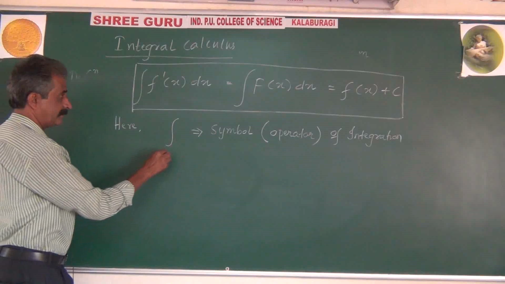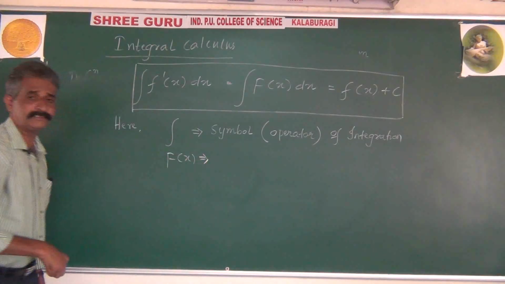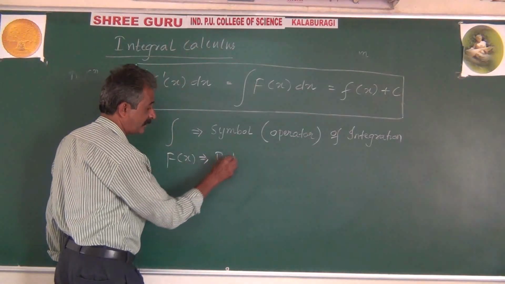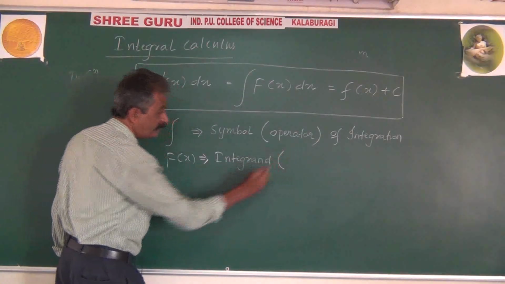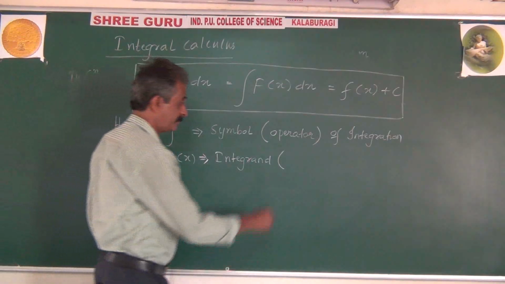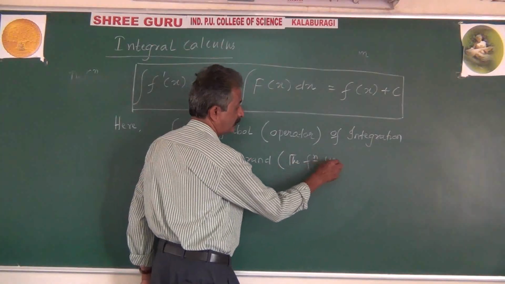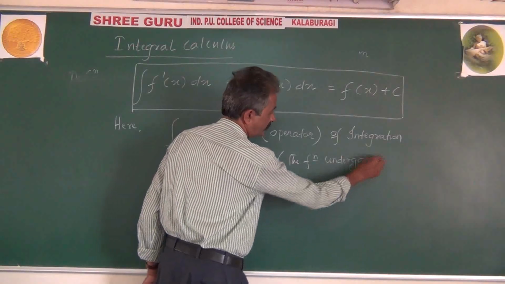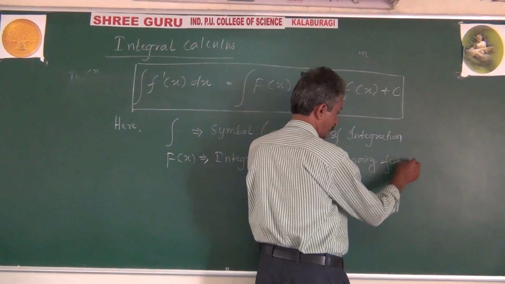Next, capital F of x, as good as f dash x, capital F of x, is called the integrand. Integrand means the function which is undergoing integration. The function undergoing the integration process.